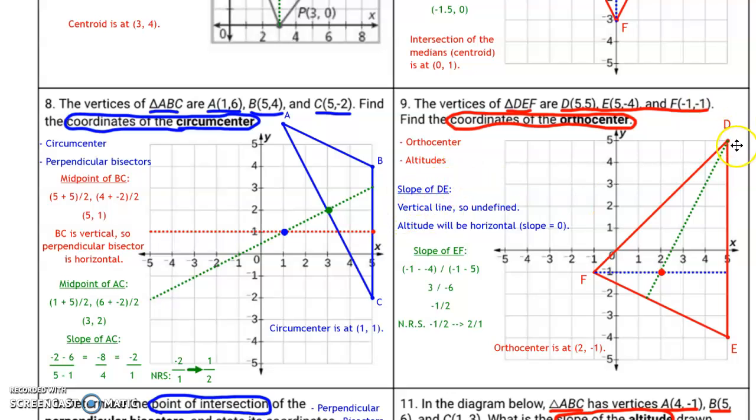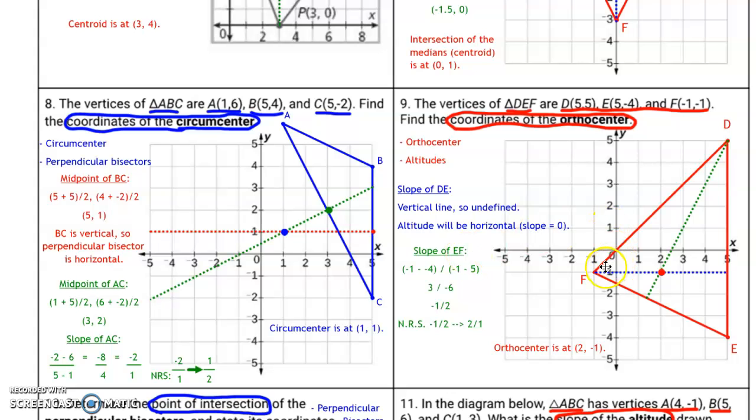For DE, I know that DE is a vertical line, so I'm going to use my trick again. A vertical line's going to be perpendicular to a horizontal line. And it was easy to figure out where to draw that horizontal line because that horizontal line has to meet up with, that's right, the opposite vertex. So from DE, I'm going all the way across the triangle to F. So I start at F, and I make a horizontal line.